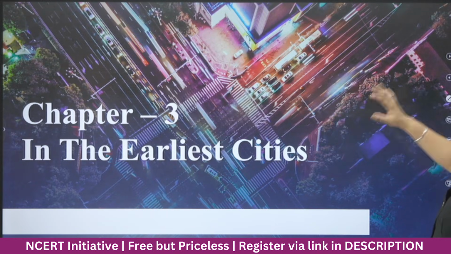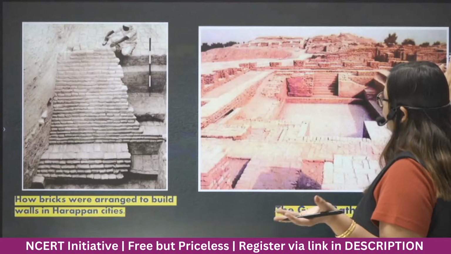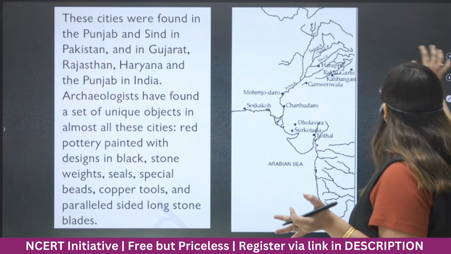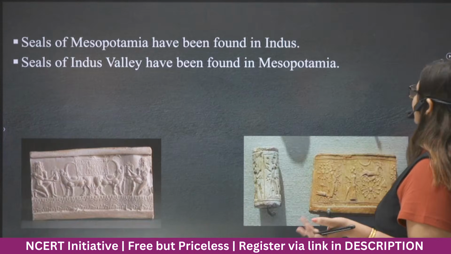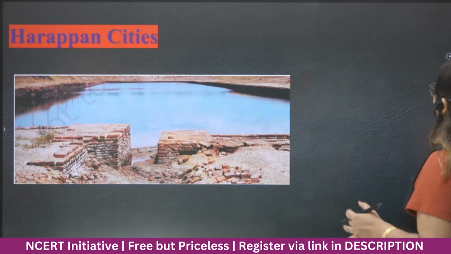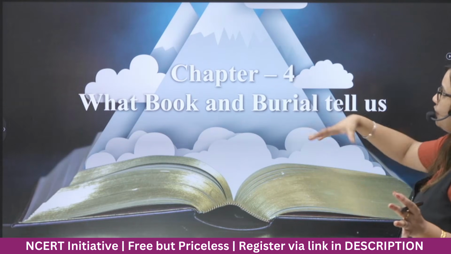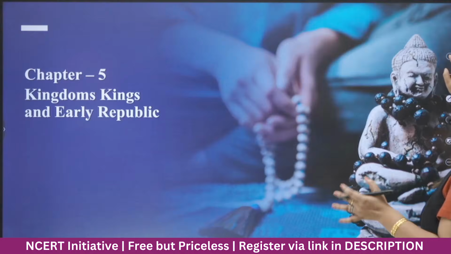Like the third chapter is In the Earliest Cities. Then there are some architectural features of the Indus Valley Civilization that we will be covering, and then the Indus Valley Civilization map is going to be there. The jewelry which they used to wear, whatever they used to have, everything is covered, right? Then chapter 4 is about What Books and Burials Tell Us. Then you'll be getting these kinds of pictures.